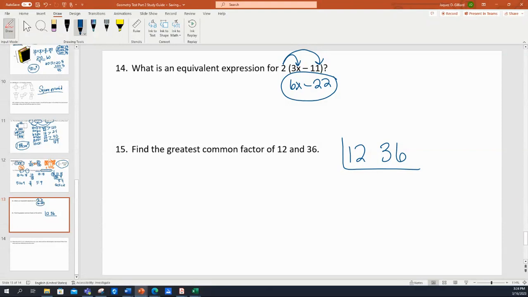This time I'm going to start a little smaller so I can show you what to do if you end up with a bigger number. A lot of times, if you don't know what number can divide these things and both of them are even, start by dividing by 2.